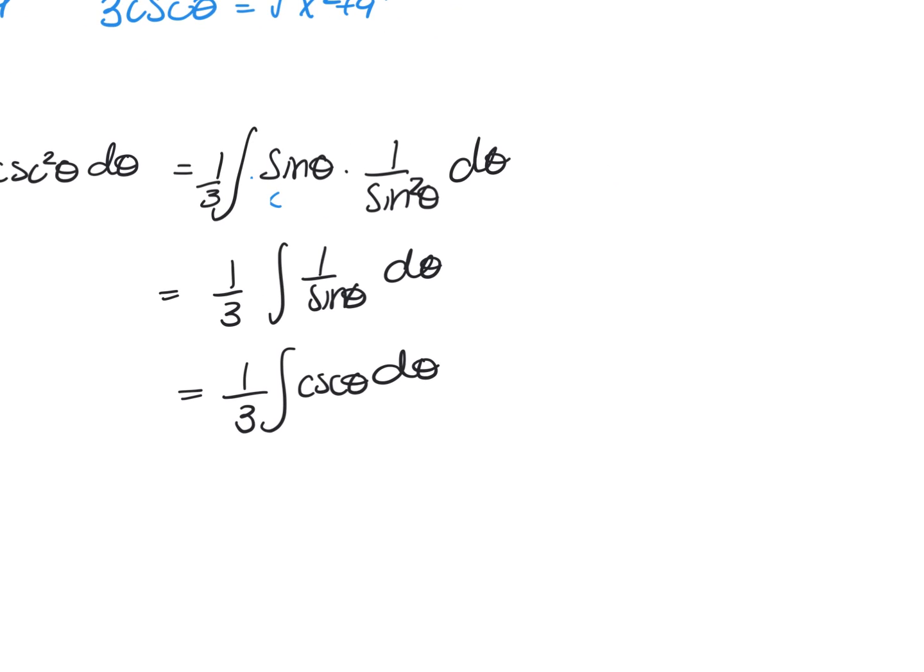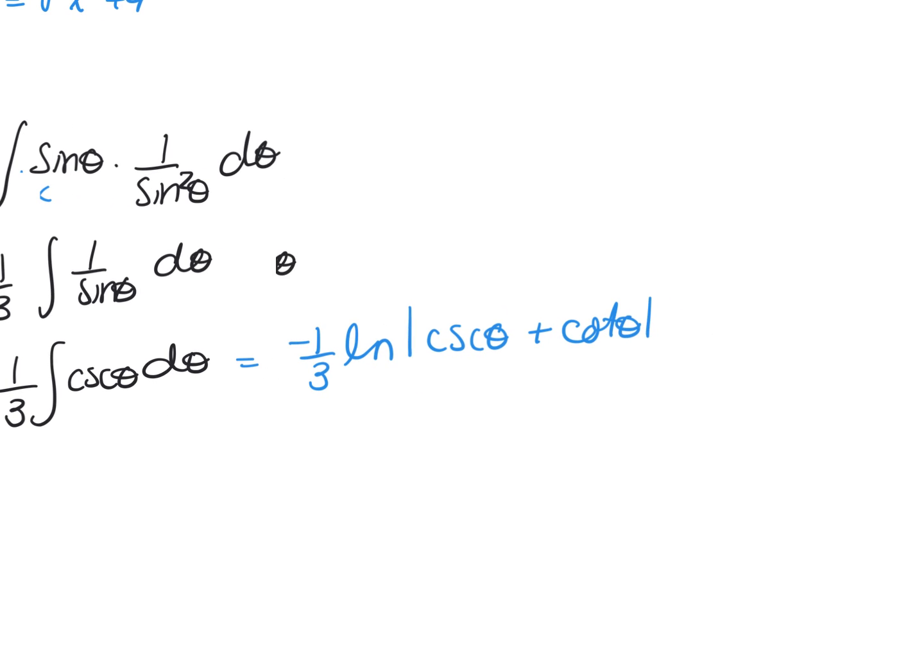And if you remember from yesterday and just the one I just did, we know that this is going to be 1/3 the natural log of the absolute value. Oh, I need to pull out a negative too. Don't forget to pull out the negative. So it'll be negative 1/3 the cosecant of theta plus the cotangent of theta plus c.